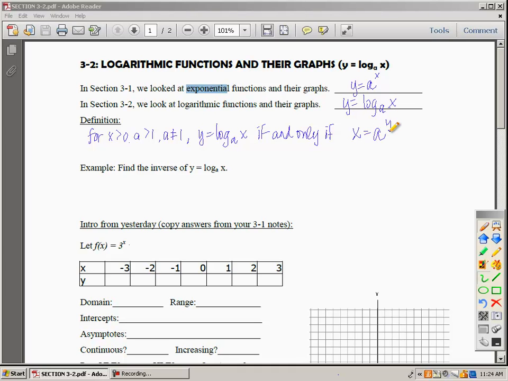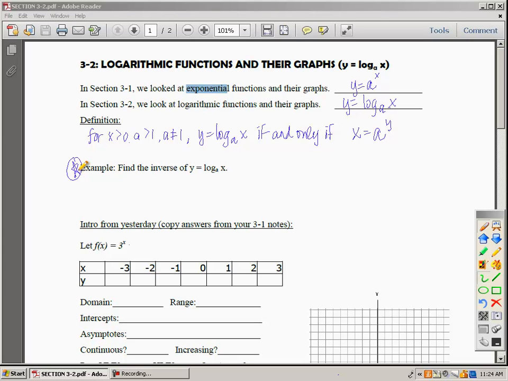We're going to talk about rewriting logs and exponentials as we go through on the back side, but we did a lot of rewriting from logs to exponentials in Algebra 2, so we want to bring that back. The first thing we're going to do is look at how to find an inverse, and then I'm going to use that idea to answer the ones below.